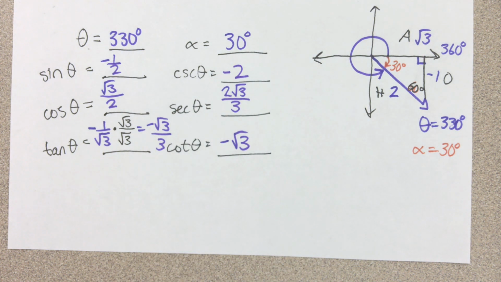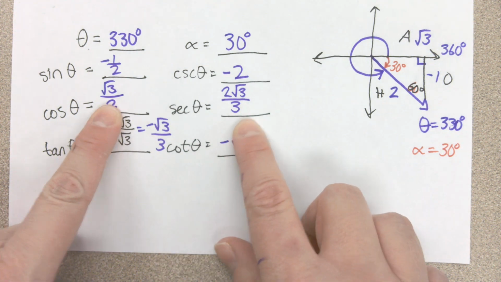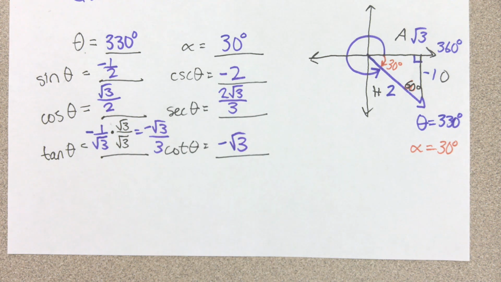Last thing, quick check. We're in quadrant 4. Which function is positive? Cosine. So make sure your cosines are positive and the other 4 are negative, and that does apply here.